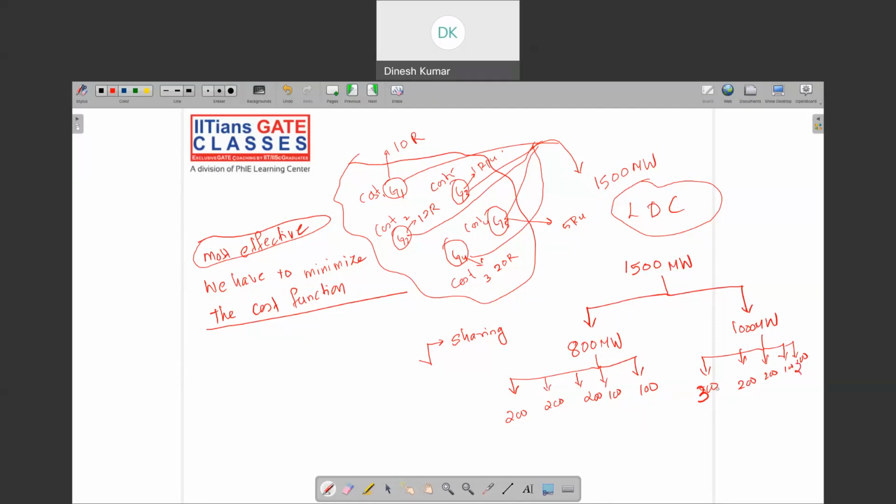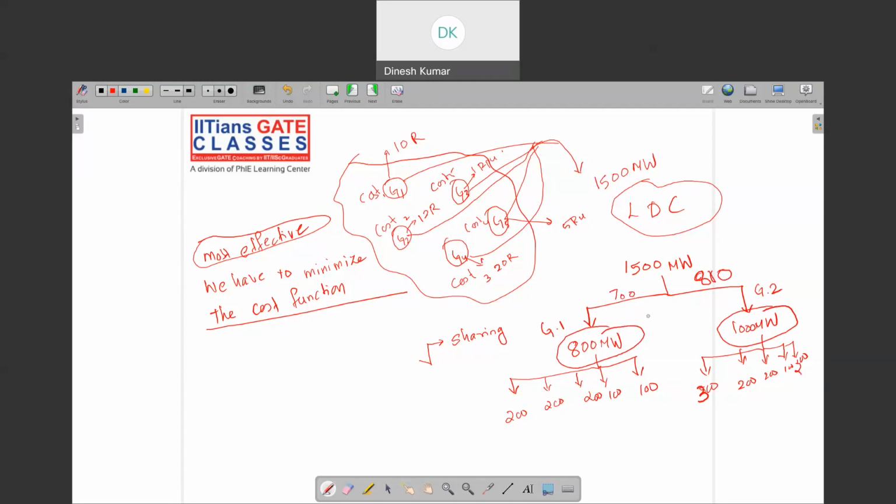So the first question is how this 1500 should be shared between these two generating stations, this generating station 1 and this generating station 2. Right. So this 1500, we can share this way, 700 and 900, right? Sorry, 800. So assume that this is the most economic way of sharing the load.